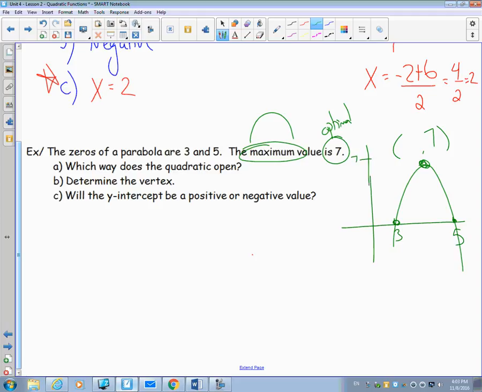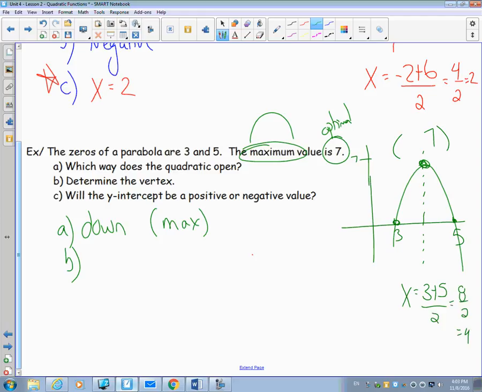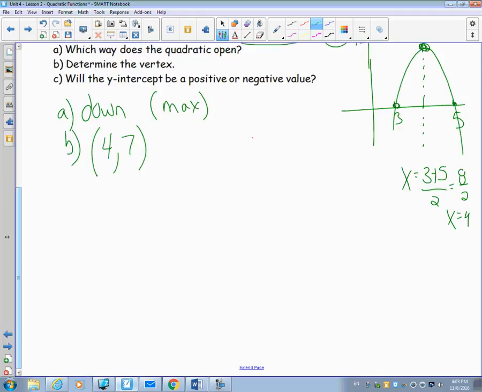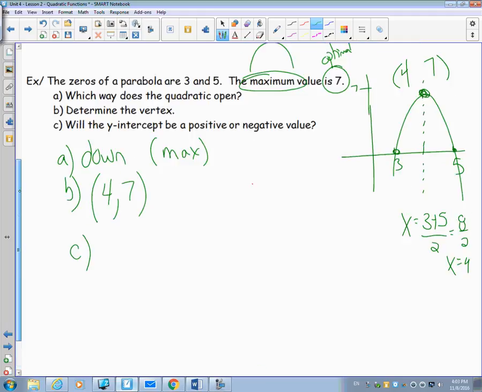What do we need to know? Oh, which way does it open? Well, my picture says opens down. I also know because it has a maximum. The vertex is my axis of symmetry and my max value. If I want to find an axis of symmetry, we just said that you should be able to add your zeros and divide by 2. So 8 over 2 is 4. Here's my axis of symmetry. So what's my vertex? (4, 7).